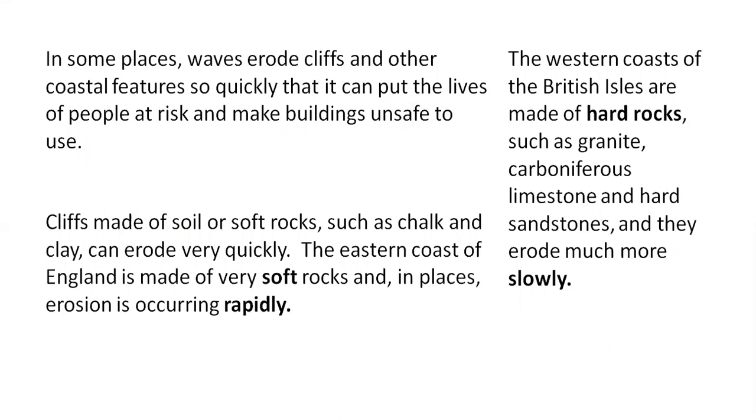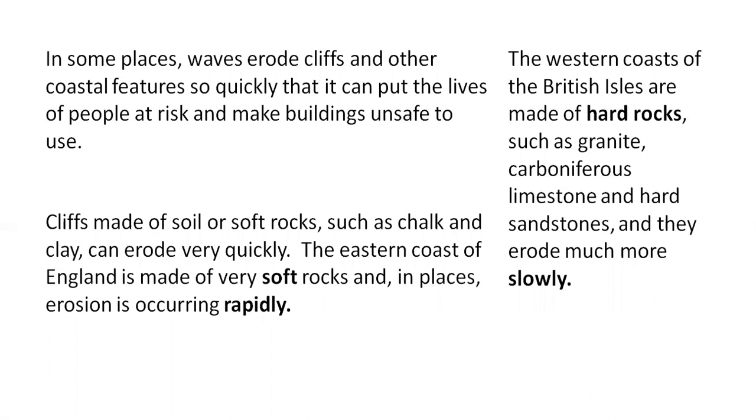Cliffs made of soil or soft rocks, such as chalk and clay, can erode very quickly. Year six, I'll ask you to read this part very carefully because this is going to be very important for the questions on your homework. Cliffs made of soil or soft rocks, such as chalk and clay, can erode very quickly. The eastern coast of England is made of very soft rocks. I put the word soft in bold characters just so you can focus on it directly. And in places, erosion is occurring rapidly. So that's for the eastern part.